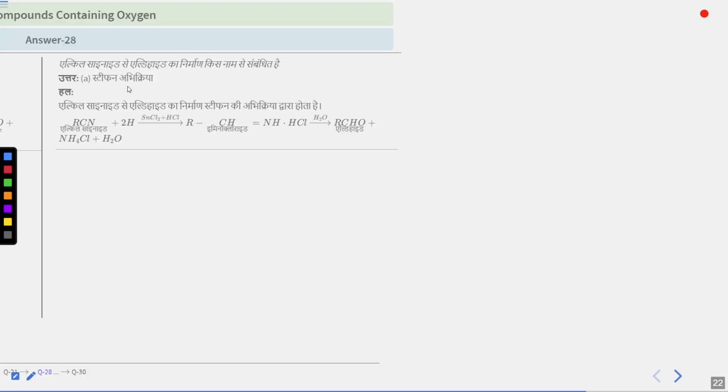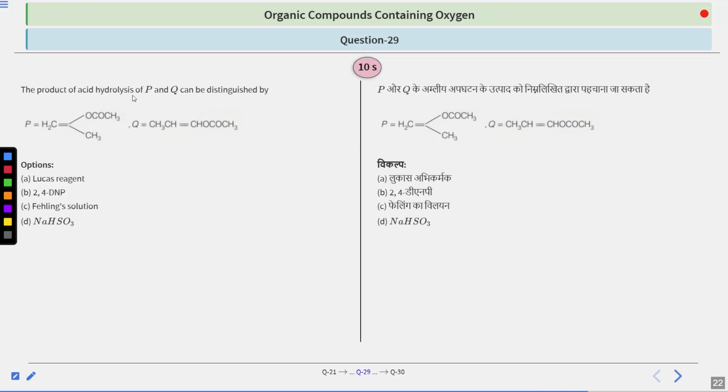Let's move on to our next question. The product of acid hydrolysis of P and Q can be distinguished by. We have given P, which is CH2=C(CH3)OCOCH3, and Q, which is CH3CH=CHOCOCH3. So we are asked what the products of acid hydrolysis of P and Q are, or you can say, the products of acid hydrolysis of P and Q can be distinguished by which test? Options are Lucas reagent, 2,4-DNP, Fehling solution, or NaHSO3. You have some time to think about this question. After that, we will see the answer.